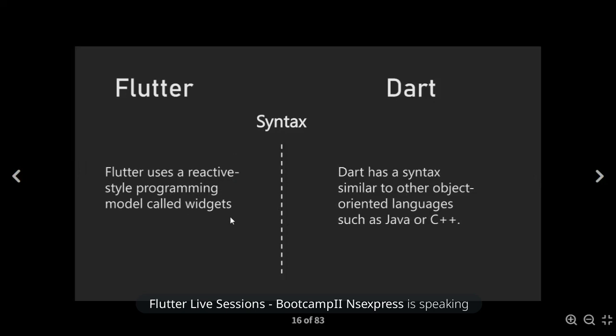That is what makes it easier for us to change colors, to change shapes, to put a bottom navigation bar, to arrange things in a row, to arrange things in a column, to make a list view of text. That makes it easier for us to have pop-ups. So Flutter uses a reactive style programming language called widget.